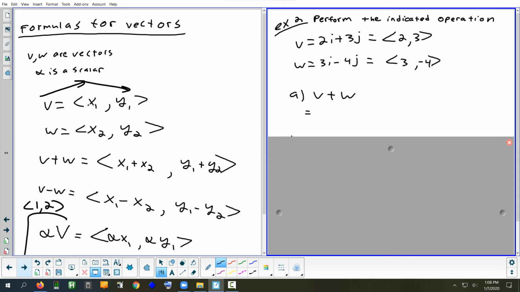Three is the vertical. 2, yeah. So 2 is the horizontal in v. CJ, what's the horizontal in w? 2.